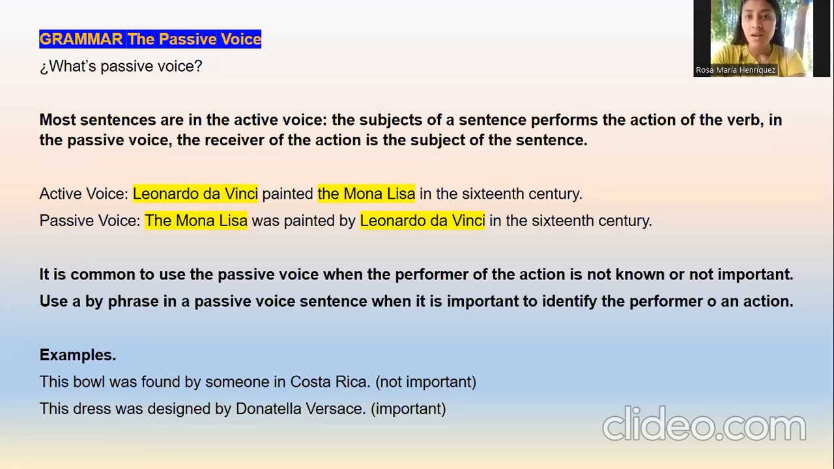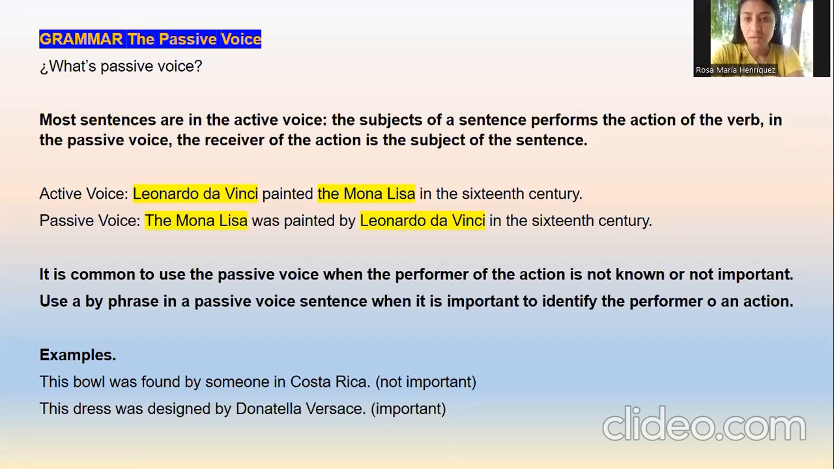Most sentences are in the active voice. The subject of a sentence performs the action of the verb. In the passive voice, the receiver of the action is the subject of the sentence. Example, active voice: Leonardo da Vinci painted the Mona Lisa in the 16th century. The passive voice is: the Mona Lisa was painted by Leonardo da Vinci in the 16th century.